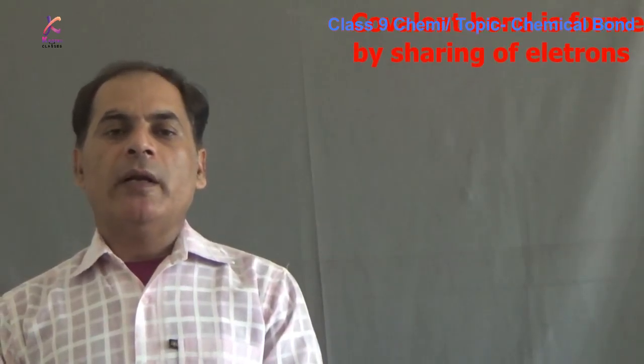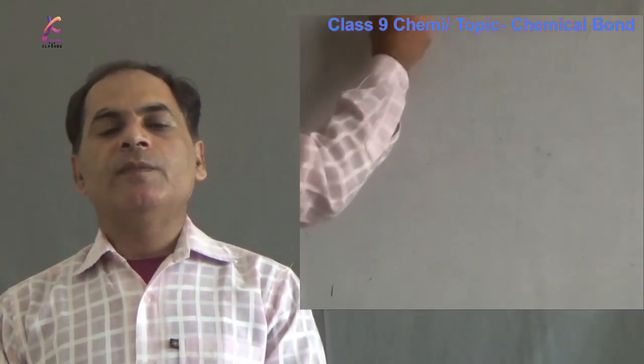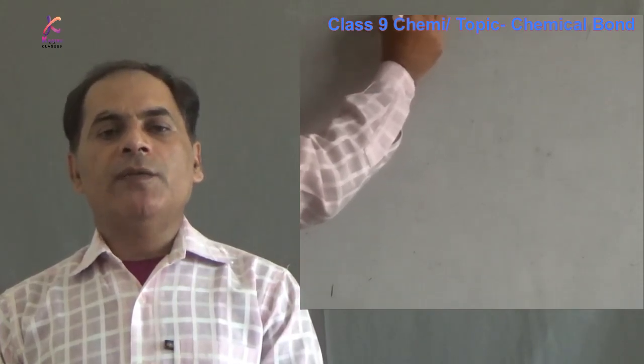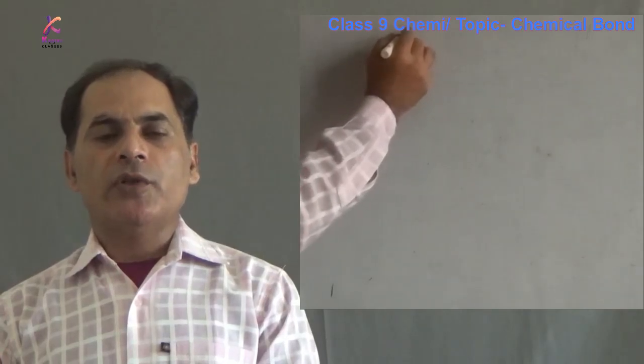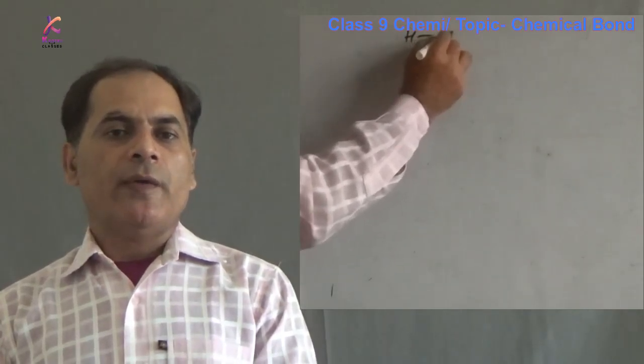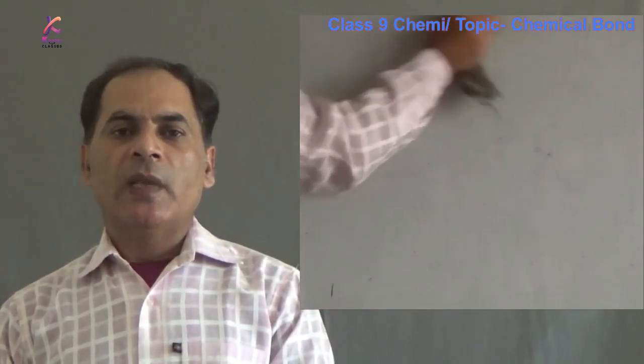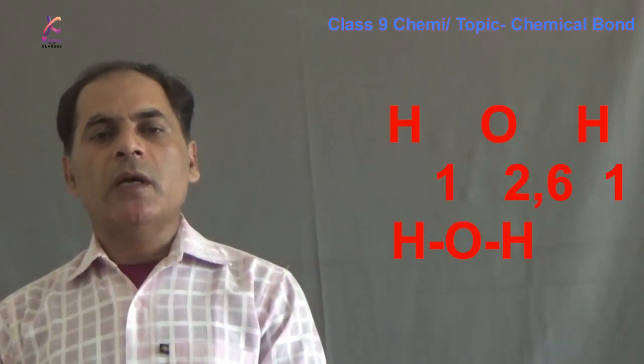We will understand this type of bond by the example of first, hydrogen. Hydrogen has one electron in the outermost shell. Another hydrogen has one electron in the outermost shell. This one electron of one hydrogen and this one electron of the other hydrogen, they share with each other, then their duplet will be complete. Each hydrogen atom now has two electrons in the outermost shell. Now they are stable. This is the H2 molecule.